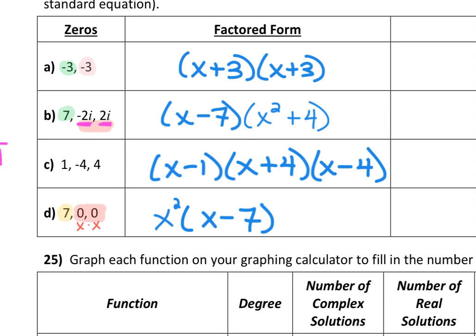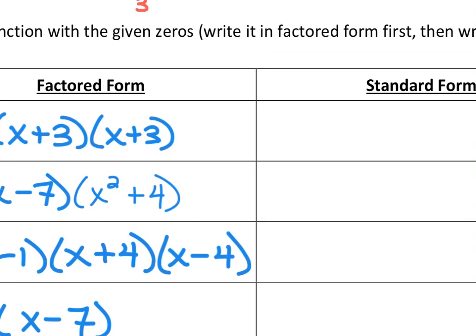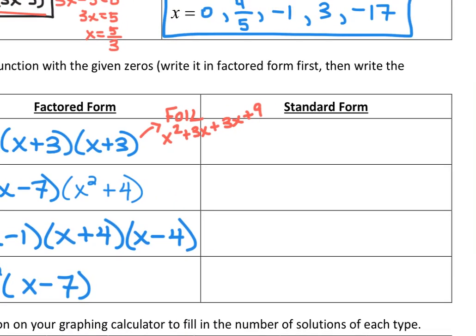Now, to get the standard forms, in this first one, you want to FOIL. First, x times x is x squared, outsides 3 times x, insides 3 times x again, and lasts 3 times 3 is 9. And you're going to need to simplify the middle two terms because they're like terms. Your standard form is going to be x squared plus 6x plus 9.